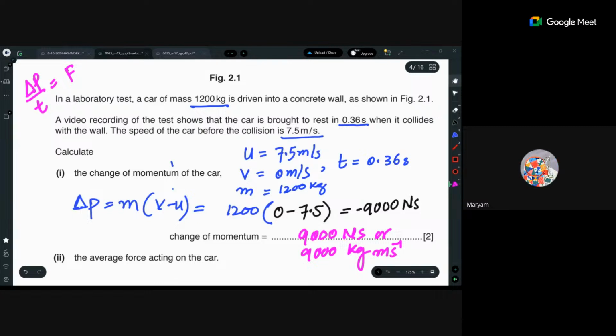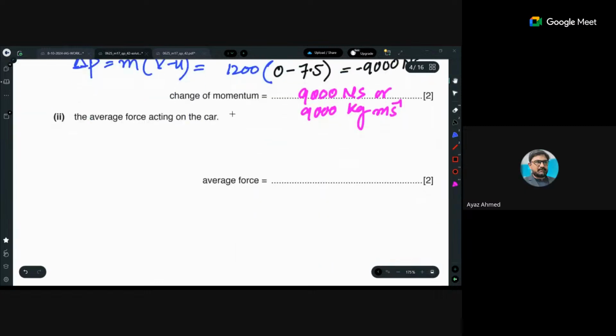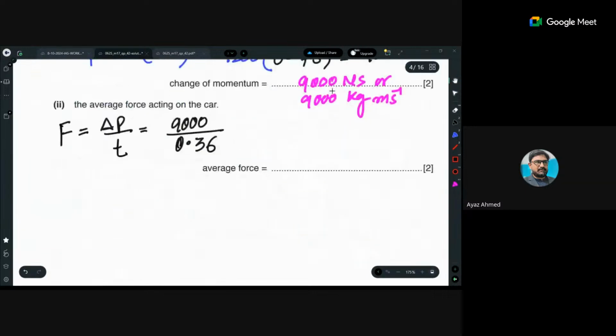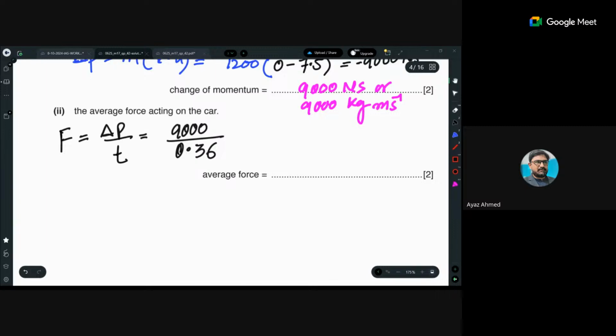Then next is the average force acting on the car. Now your formula will be used. That force is change in momentum divided by time. So change in momentum you have calculated, 9,000, divided by 0.36. It was 0.36. Yes, calculate it. Minus 25,000.